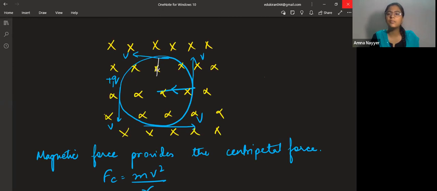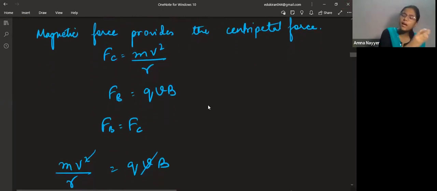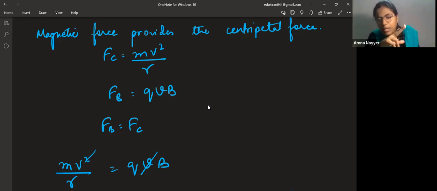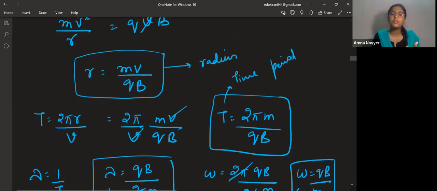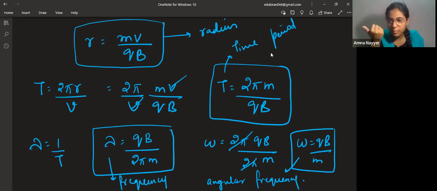So centripetal force is mv square by r. Now we already have it as qvb, and we already have the centripetal force. Both are equal because centripetal force is being provided by the magnetic field. So qvb is being provided by mv square by r. So when you equate both of these, qvb is equal to mv square by r. From here you have the formula for radius, from where you can conclude the formula for time period, and the formula for frequency. So r is equal to mv by qb.